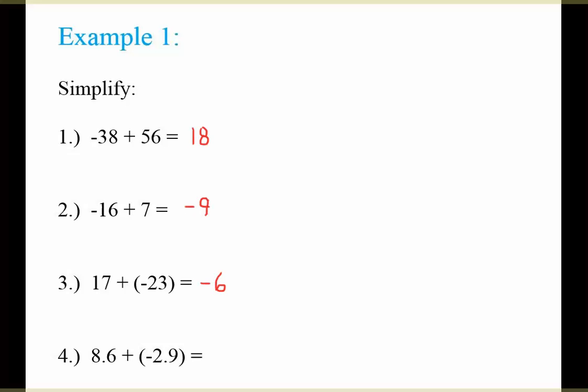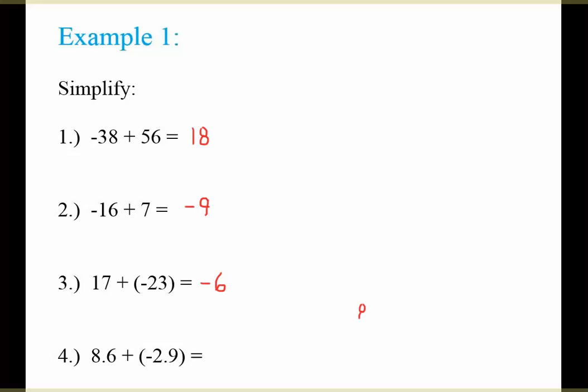And then on number 4, we don't have integers here. We have some decimal numbers. These are part of the rational number family. 8.6 plus negative 2.9. And you might kind of pause there. It looks like the positives win. How much do they win by? Well, you might not be sure. So this might require you to do a little bit of side work.